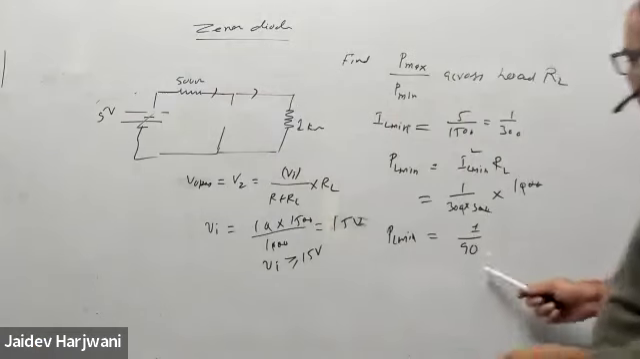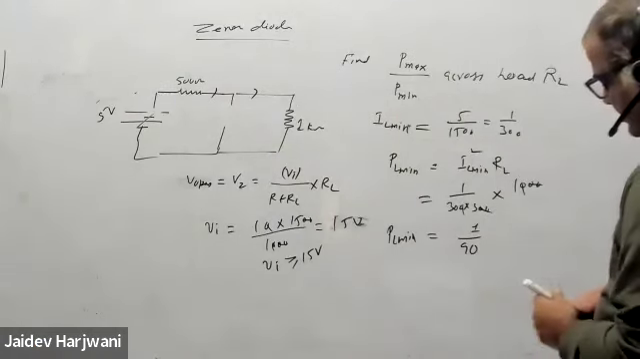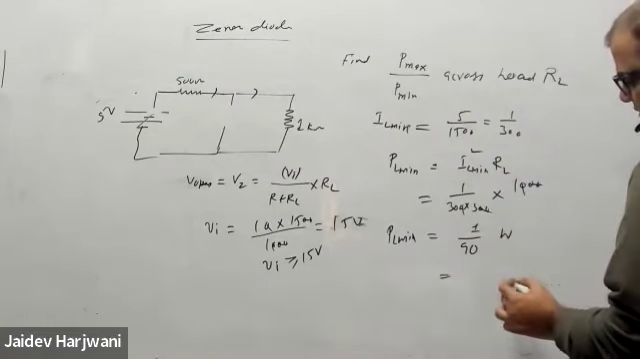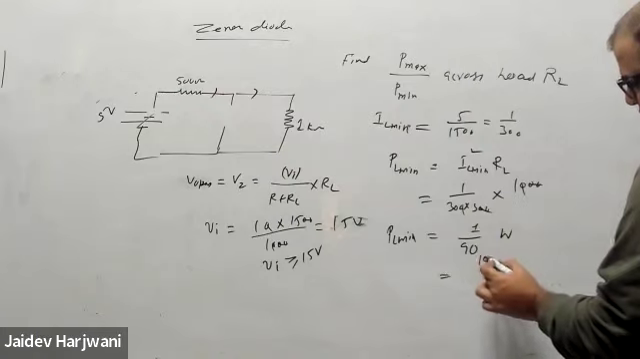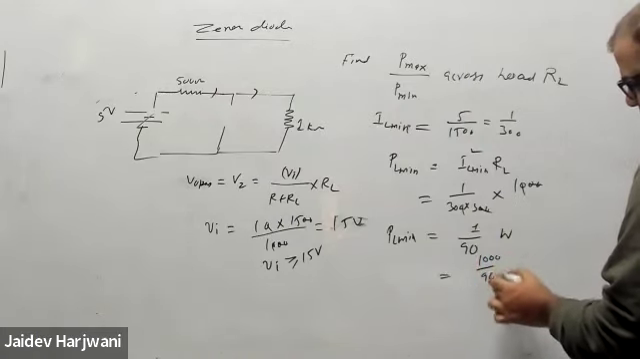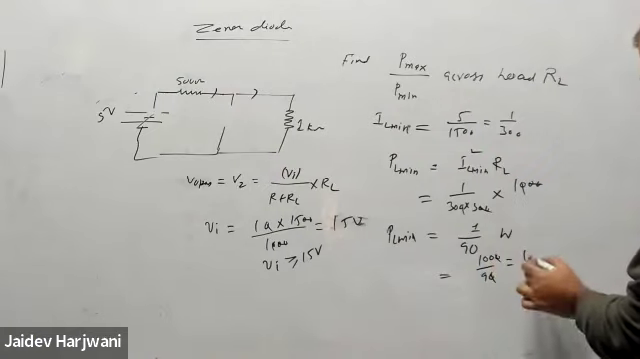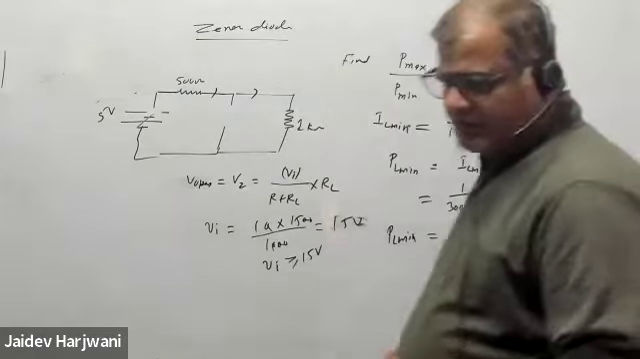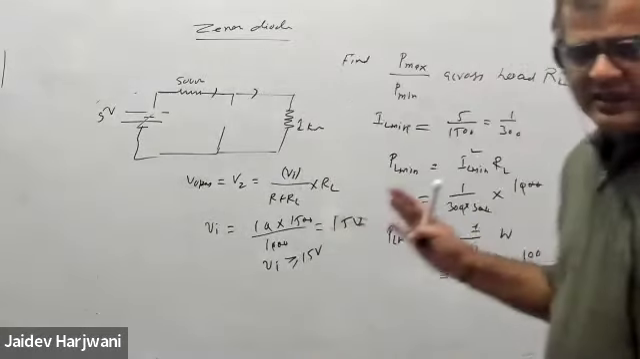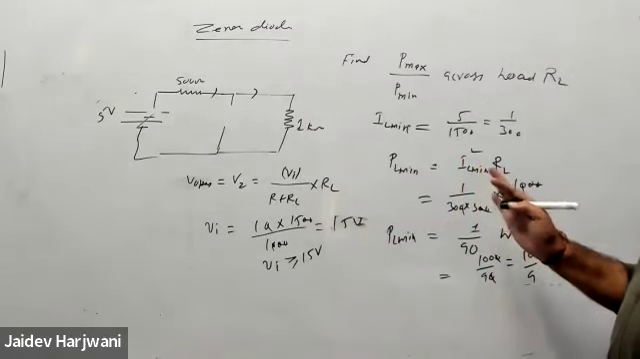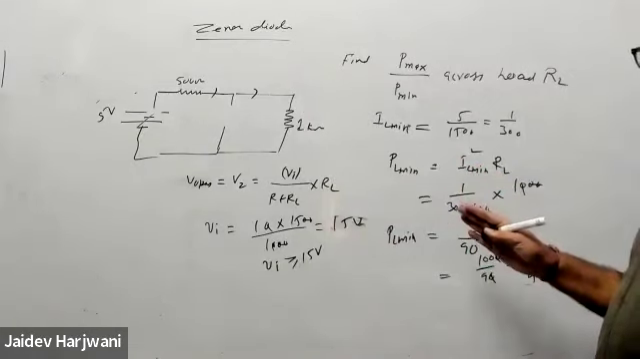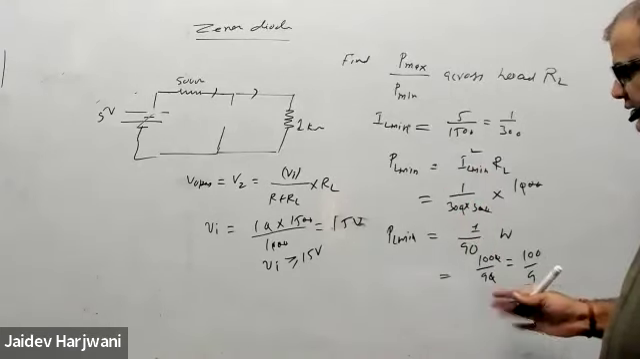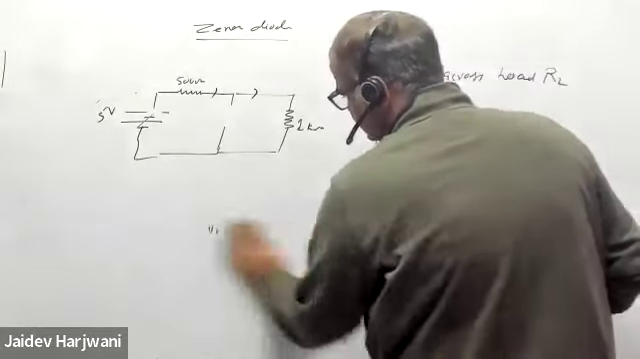So this is in watt. If I want to keep it in milliwatt, how much will come? Milliwatt will come 1000 upon 90. So now it's correct. It is 100 upon 9. Either you keep it like this or like this, both are the same thing. Now, is that clear up to here? Or shall I explain? Clear, sir. Now PL max.